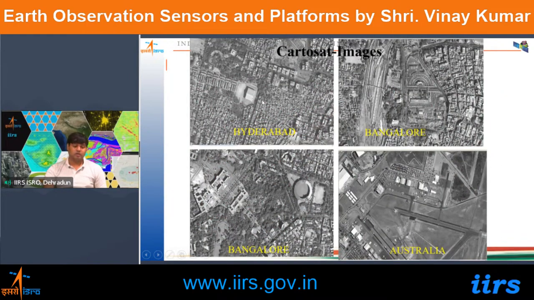Then these are Cartosat images. So you can see Cartosat images are single band images. You can see how the individual buildings are detected, even vehicles are detected through this kind of resolution. The aircraft and all are visible through this kind of resolution.